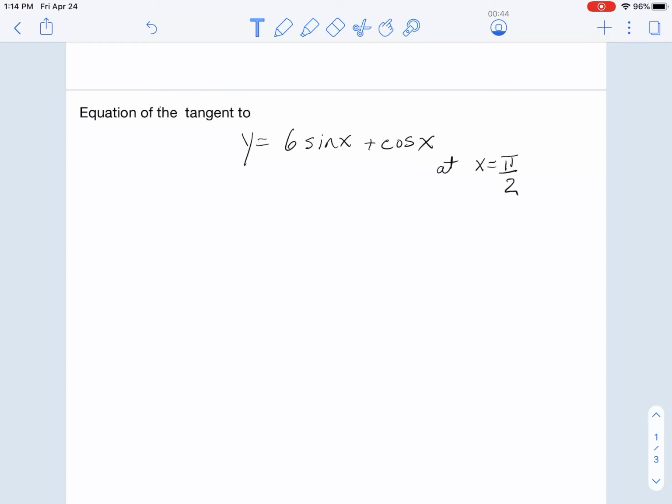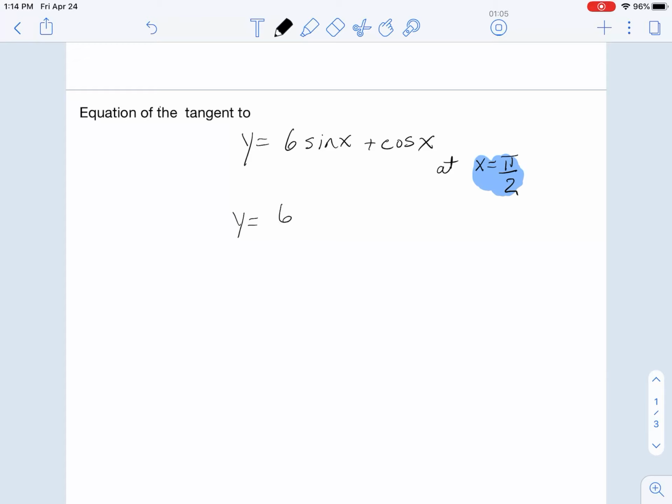Okay, I want to look at an example here where we're asked to come up with the equation of the tangent to this function, y equals 6 sine x plus cos x at x equals pi over 2. So first thing we want to notice here is that we're given this x coordinate in radians. So we're going to need to calculate that y coordinate.